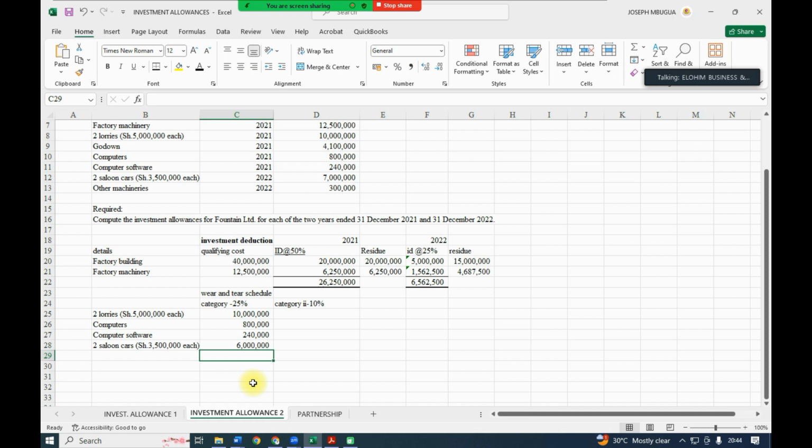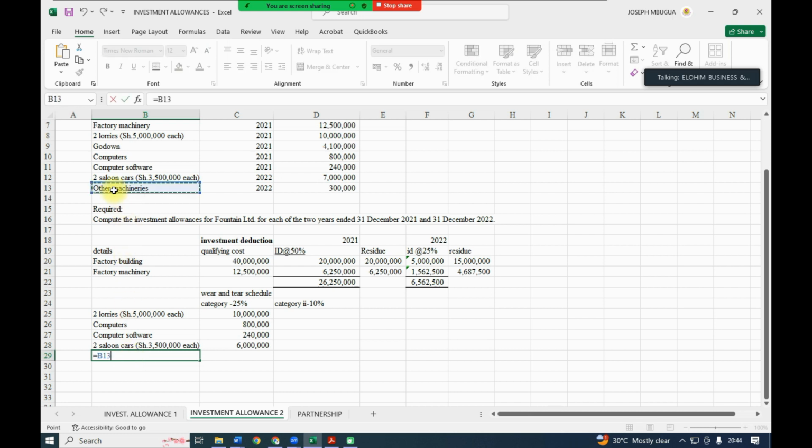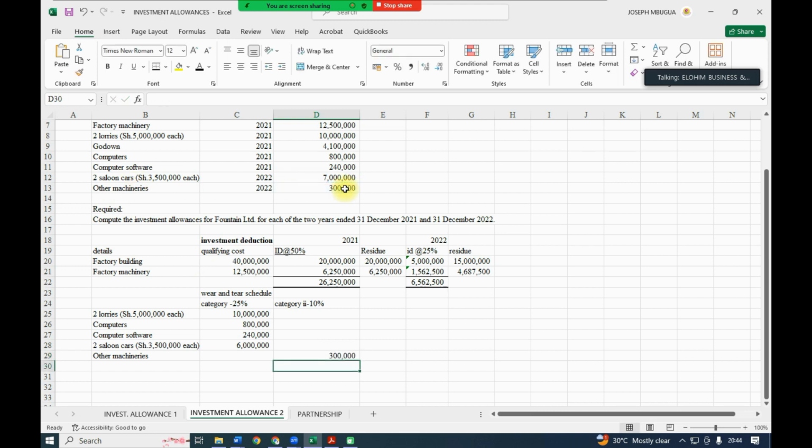Then after the 2 saloon cars, we have other machinery. Other machinery is at 10. We have seen that. Other machinery, we are just picking the value here directly. But other machinery, just a minute. These 2, allow me to delete, because those 2 are for 2022. The saloon and other, those are for 2022.